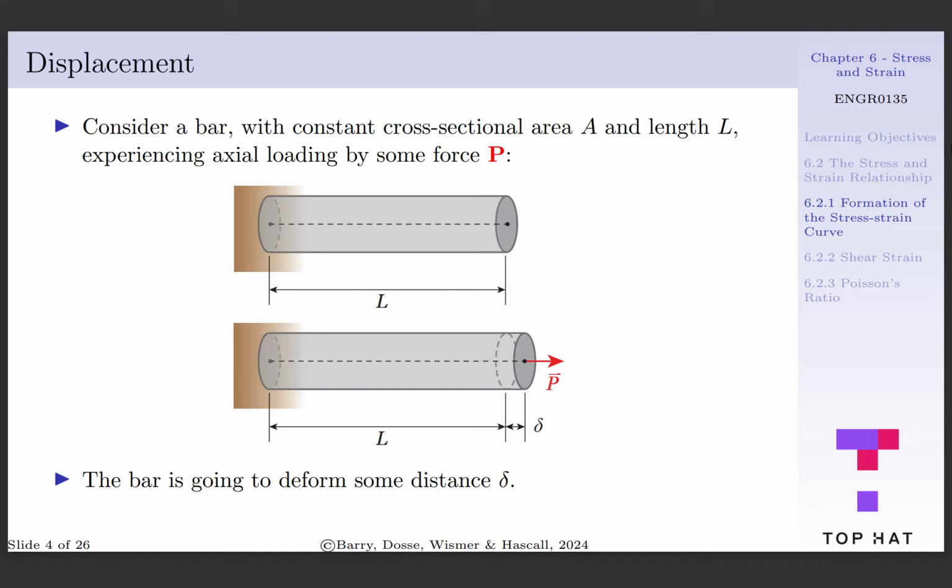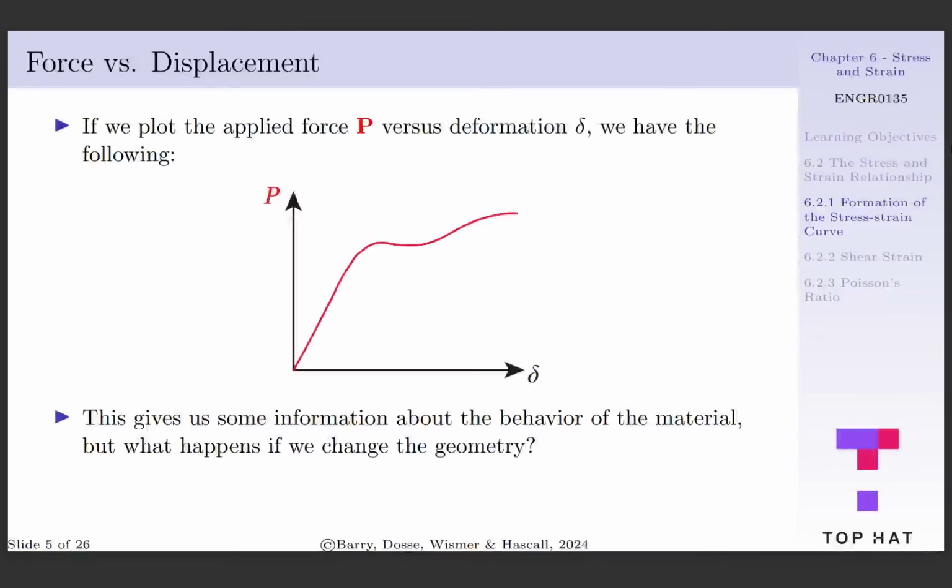Let's consider a bar with a constant cross-sectional area A and a length L. When an axial load P is applied, the bar will deform some distance delta. If we plot the applied force versus the deformation, we have the following curve. It starts out linear, is followed by a dip, which is then followed by a nonlinearity.